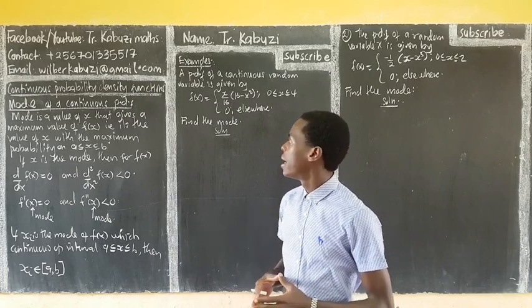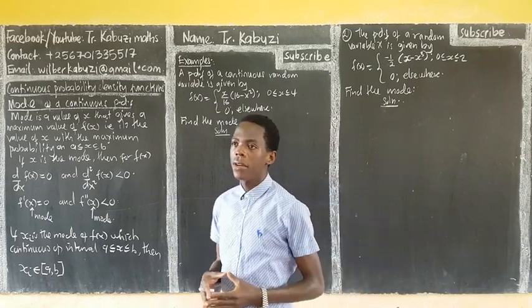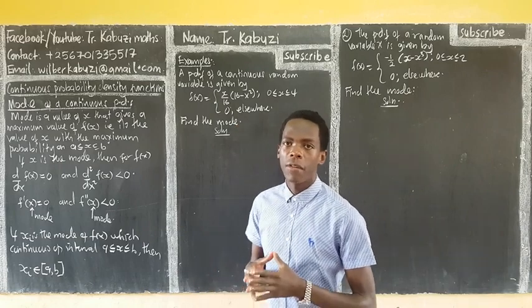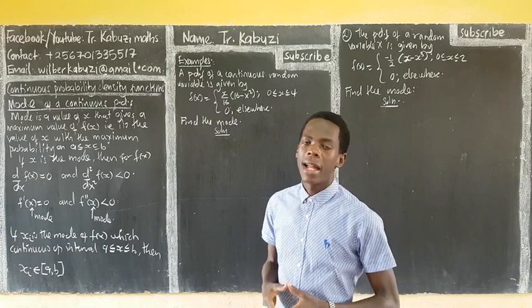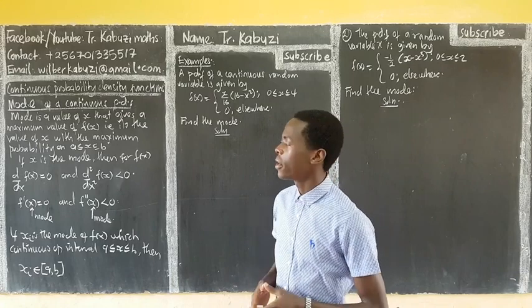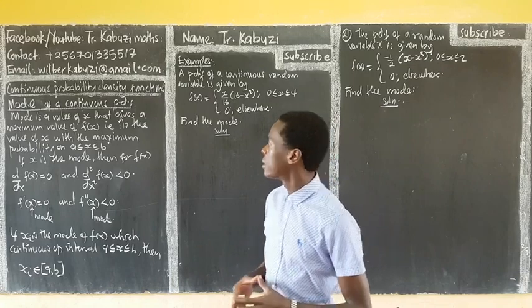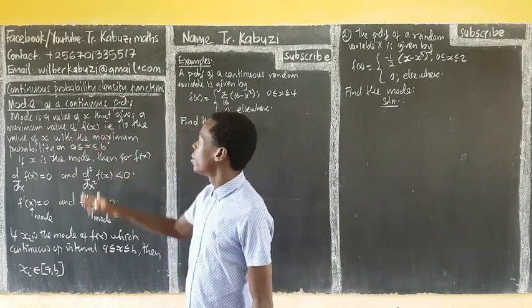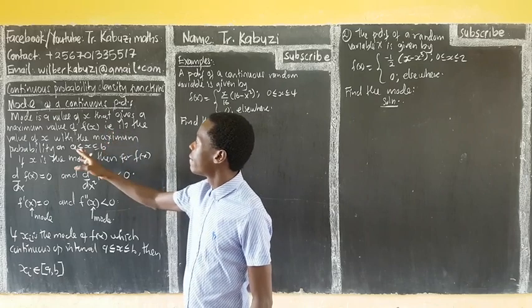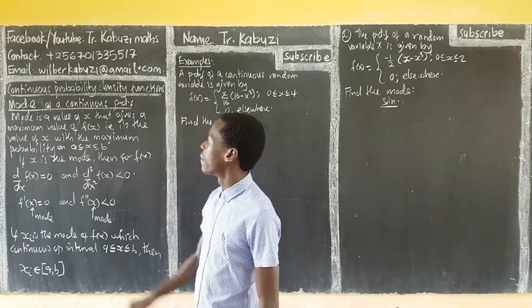to the channel. Now, in simple terms, the mode is a value of x where our probability distribution function attains a maximum value. So that value of x is our mode. The mode is a value of x that gives a maximum value of f of x, i.e. it's the value of x with the maximum probability on the interval.